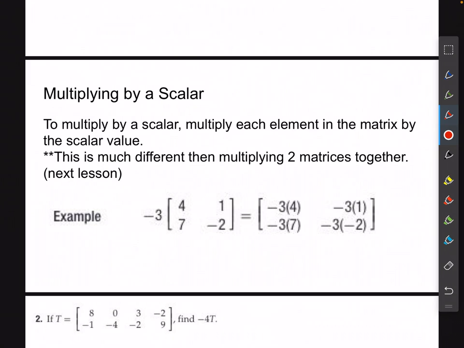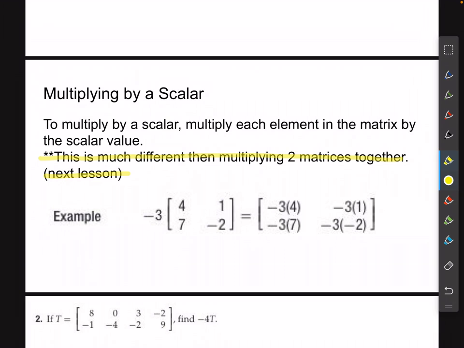Okay, so to multiply by a scalar, I want to highlight this, and I made sure that I put those two little asterisk signs there by these, because look, guys, with this one, when we multiply by a scalar, the process is way different than if we're multiplying two matrices together. So don't get this confused. We are not going to multiply two matrices together today. We are only going to multiply by scalars.